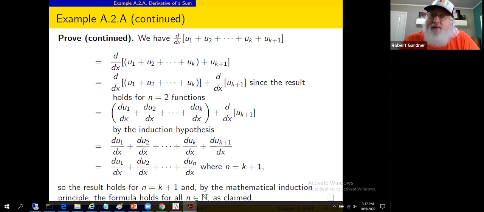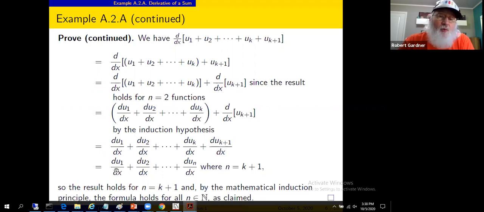Well, the derivative of a sum of 2 functions is the sum of the derivatives. That's the derivative sum rule. So we'll take the derivative of that first function plus the derivative of that second function. Oh, but when we take the derivative of u1 through u sub k, we assumed, this is the induction hypothesis, that that's the sum of the derivatives. So we get the sum of the derivatives there. Differentiate u sub k plus 1, just alternative notation for the derivative. So by the induction hypothesis, we get the sum of these derivatives. We had tacked on the right the derivative of that k plus first function.